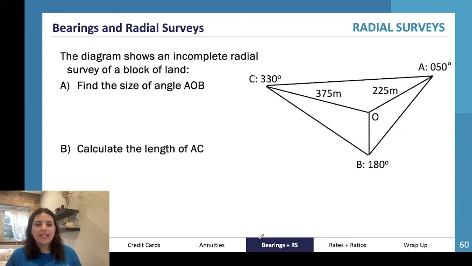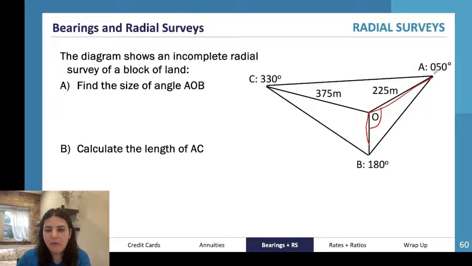Okay, let's have a look at another radial survey question. This diagram shows an incomplete radial survey of a block of land. Find the size of angle AOB. So AOB is this angle in here. And we can see we have 180 minus 50. So all we have to do is 180 minus 50, which is equal to 130 degrees.